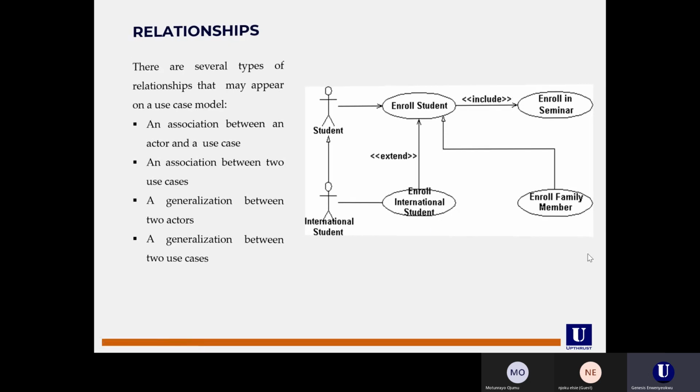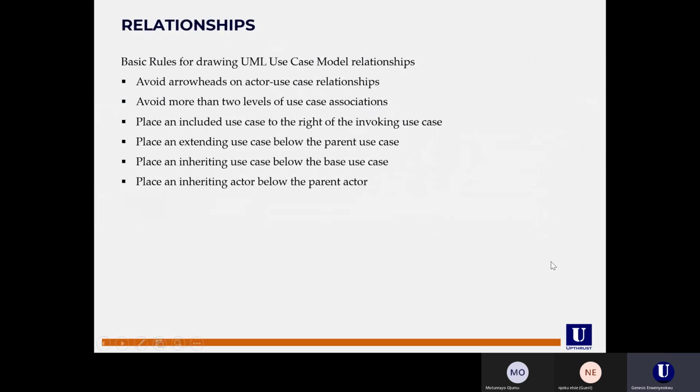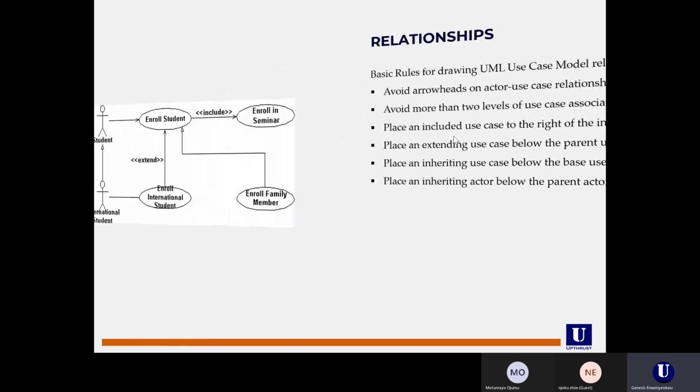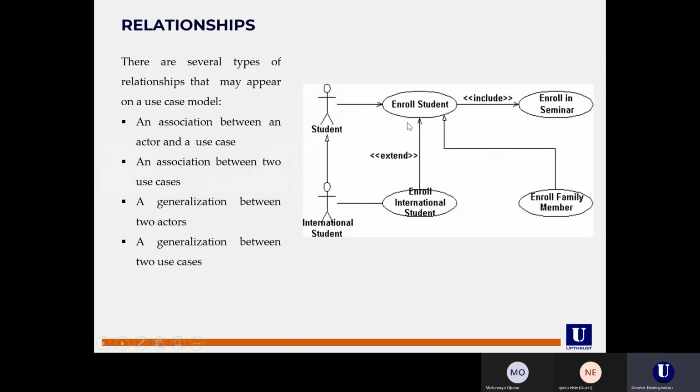So now let's go to the basic rules when we are drawing relationships, right? When drawing relationships, you need to avoid arrowheads on an actor use case relationship. You need to avoid more than two levels of use case associations. What this means is this. You see these associations, 1, 2. Don't go ahead and have 3, 4 associations with just one use case. You need to avoid it. One association with this is enough.